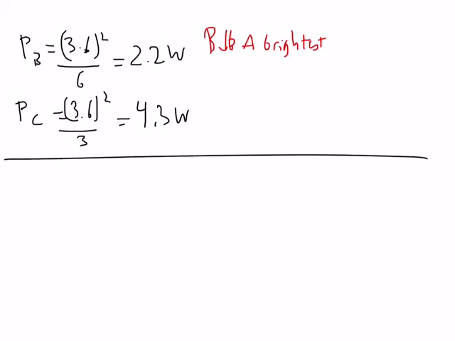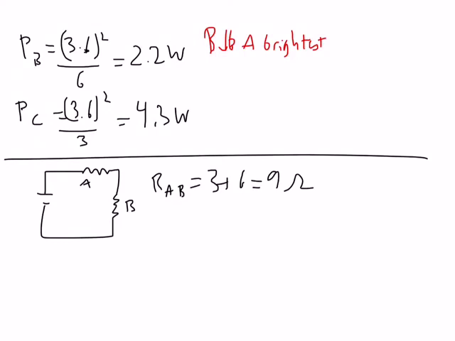Alright, and now our last part. We're opening switch S and we want to see what happens to each bulb. Right? So when switch S is open, our circuit becomes effectively this. Right? Bulb C is not even in the circuit at all anymore. It's not connected. So, what's the equivalent resistance of this new circuit? This is just RAB, and they're in series, so we add them up. 3 plus 6 is 9 ohms.